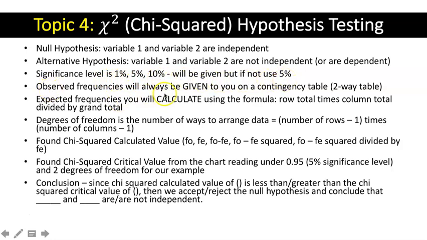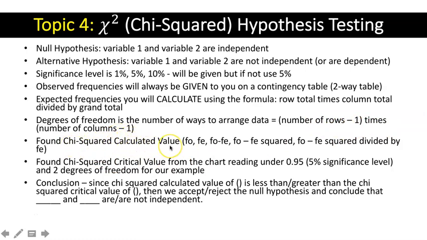The observed frequencies usually are always given to you in a contingency two-way table, or in our case, we did a survey and we got the values for the observed frequencies. The expected frequencies are based on probability theory, and you're going to have to calculate them using the formula row total times column total divided by grand total. The degrees of freedom is the number of ways to rearrange the data, which is the number of rows which go left to right minus 1 times the number of columns which go up and down minus 1.